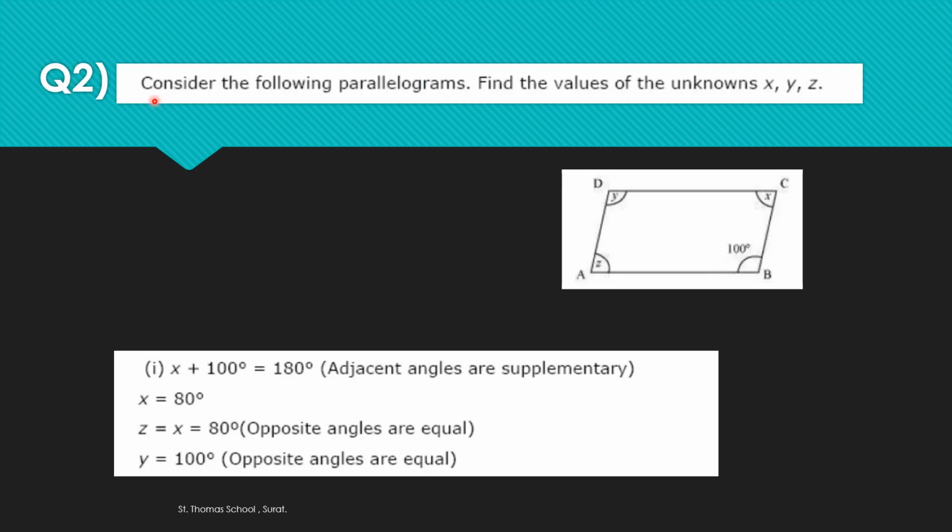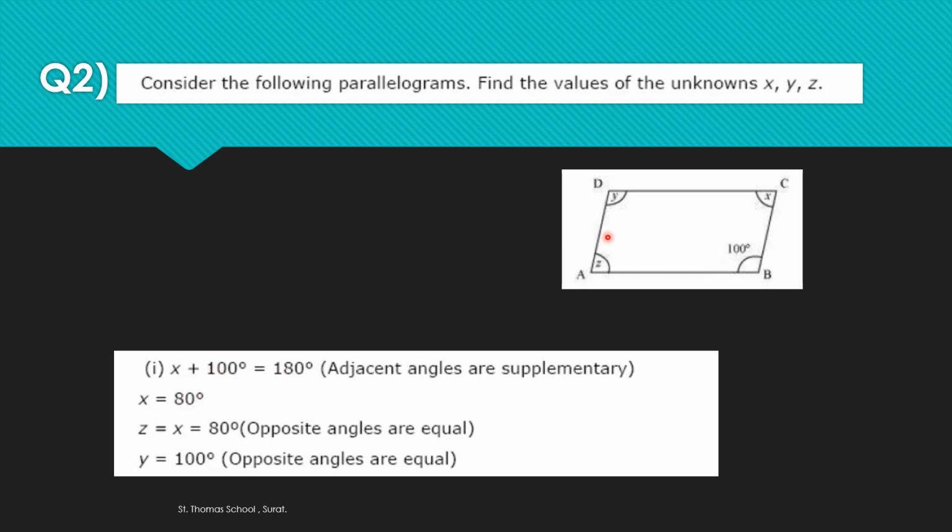Question number 2. Consider the following parallelograms. Find the values of the unknown x, y, z. You have to find the value of x, y, z. So this is 100. So what is the value of x? We know that they are adjacent angle and the sum is 180 degree. So x plus 100 is equal to 180 degree. So what is the value of x? 180 minus 100, that is 80 degree.